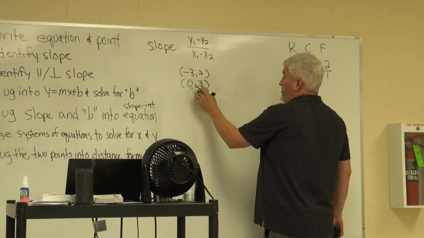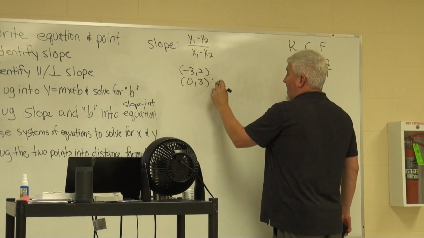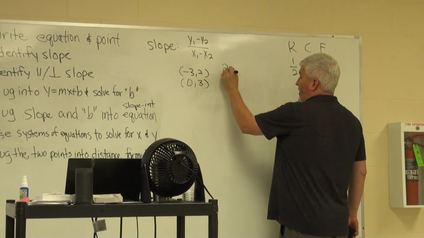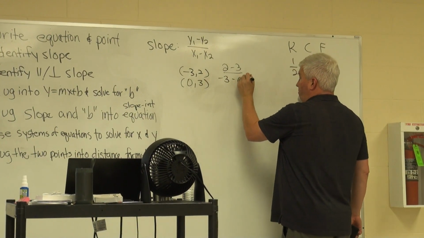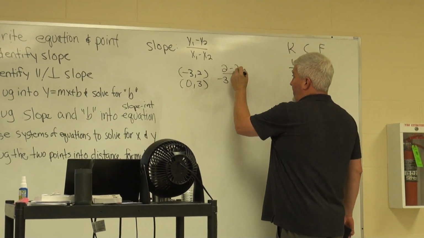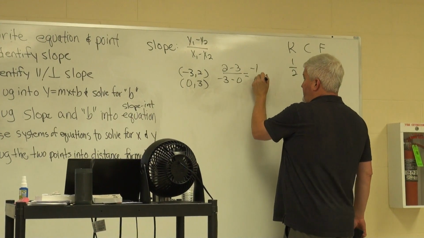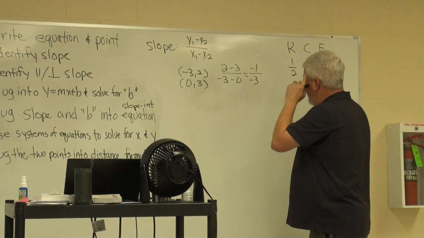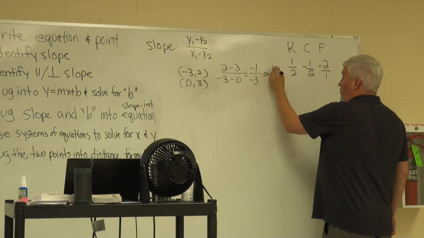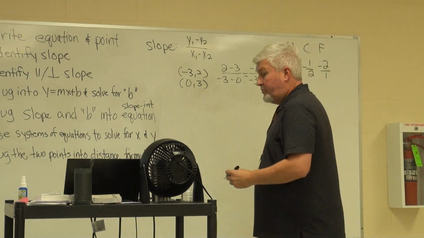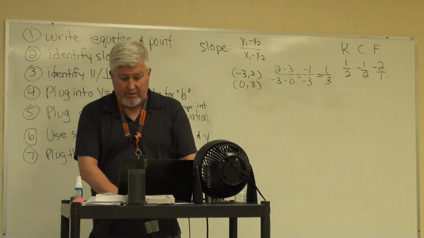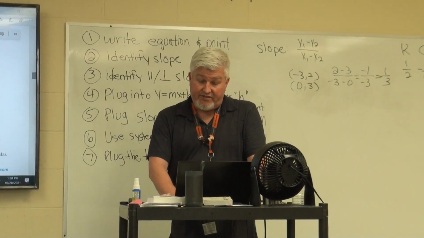Okay, so subtract the y, sorry. Let's just go 2 minus 3, and negative 3 minus 0. 2 minus 3 is negative 1. Negative 3 minus 0 is negative 3. Negative 1 over negative 3 reduces to 1/3, which was the same thing we got when we counted boxes. No big deal.